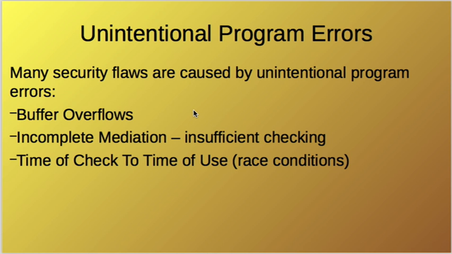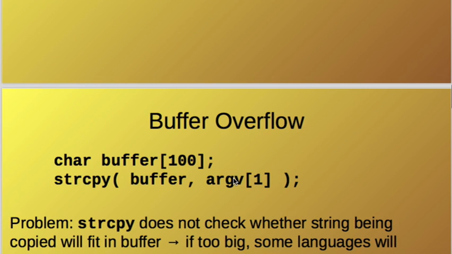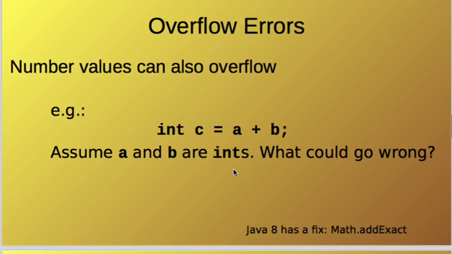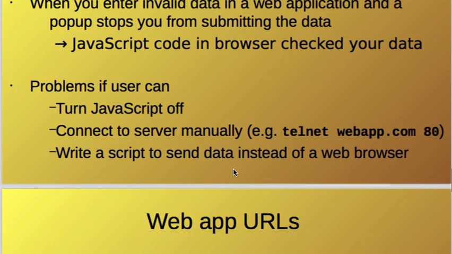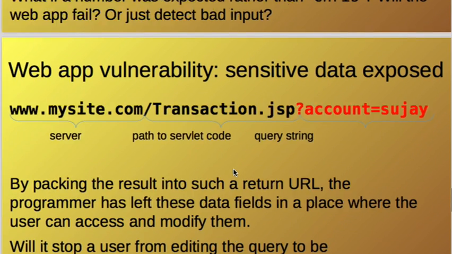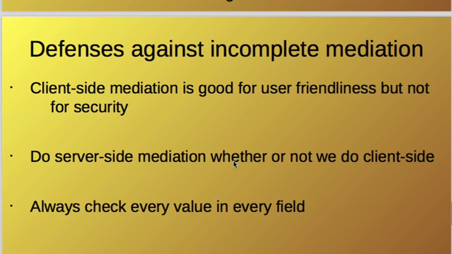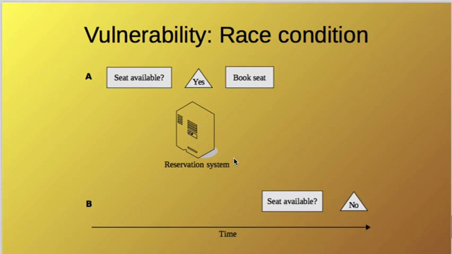And the last of the three major unintentional errors that you could have is time of check to time of use, or these are also called race conditions. That is, two things are racing and you don't know which one is going to work. Okay, so we saw buffer overflows, we saw basics of incomplete mediation, we saw in the case of web apps, client-side versus server-side mediation checking. And now let's take a look at race conditions.